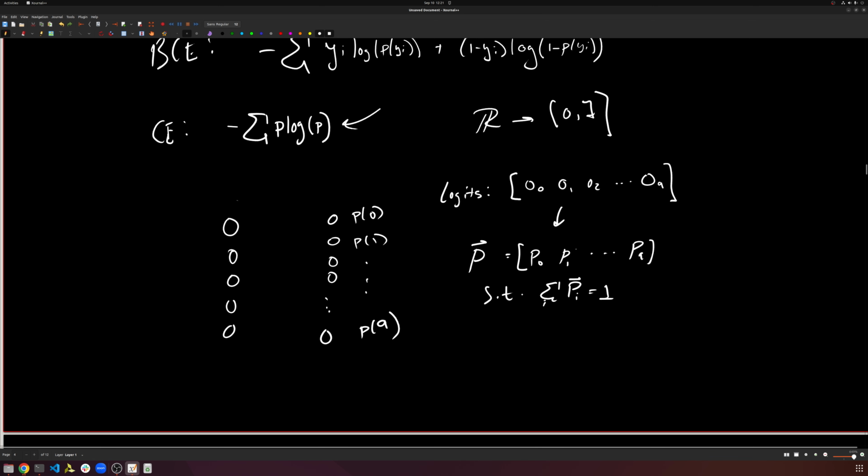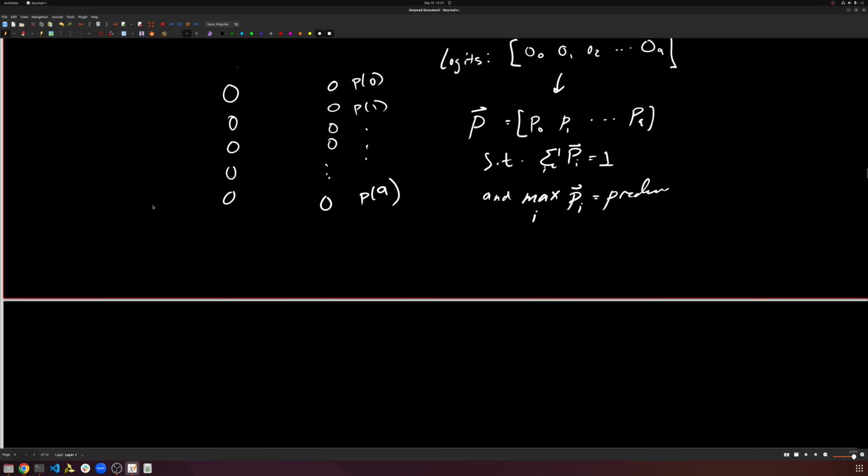So the sum of this vector is 1, and the max value is basically our prediction. We predict whatever is the most likely output. The way we can do this is via the Softmax equation. So what is Softmax?